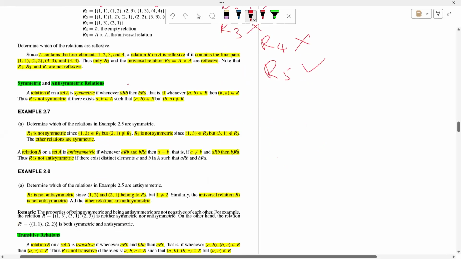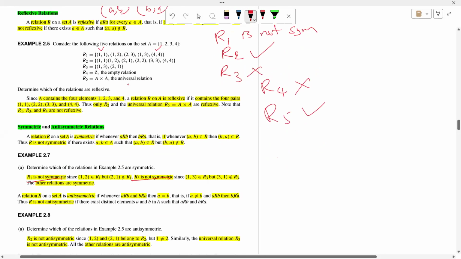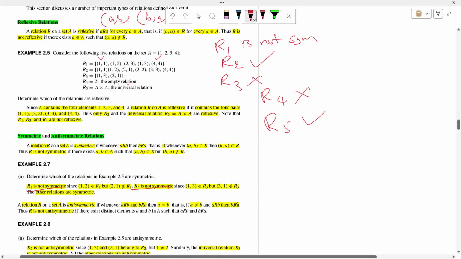So now if you look here, R1 is not symmetric. R3 is not symmetric, right? R4 is an empty set, no? So that is symmetric, right? There are no elements, so that is also considered symmetric, right? Empty set. The last one is also an empty set, right? Now this is symmetric, right?